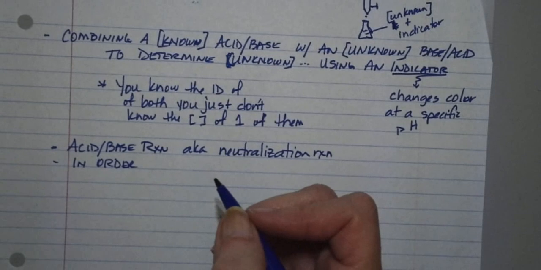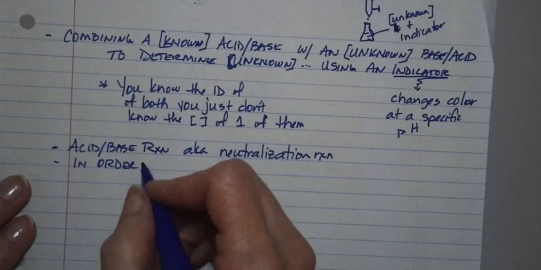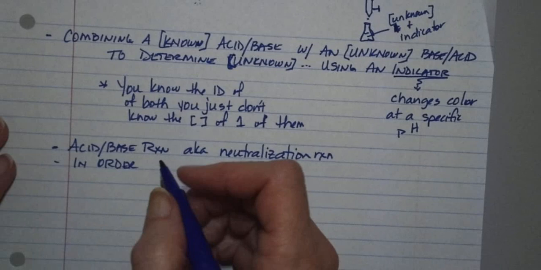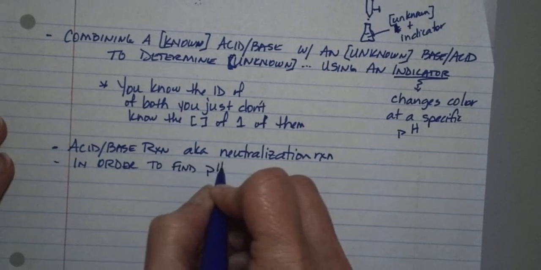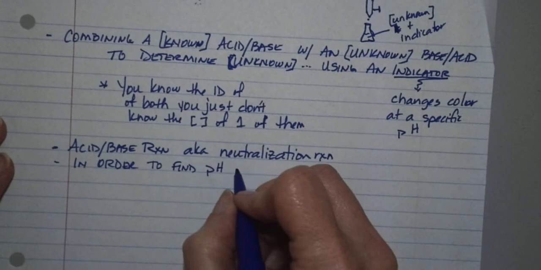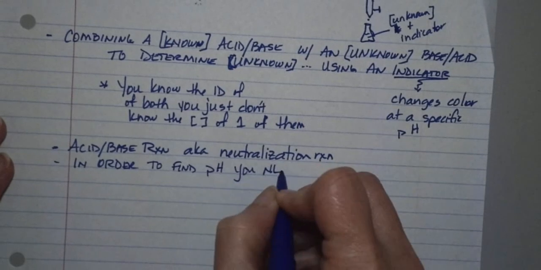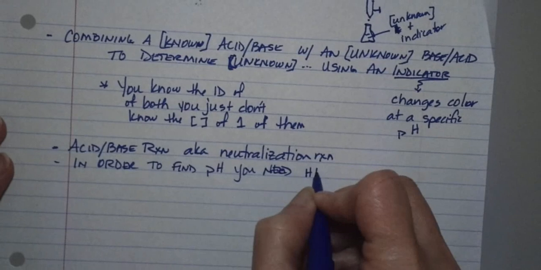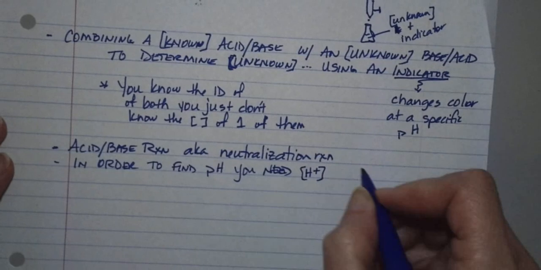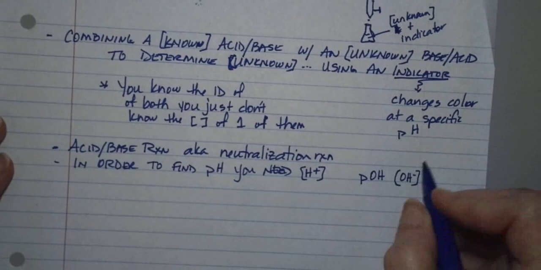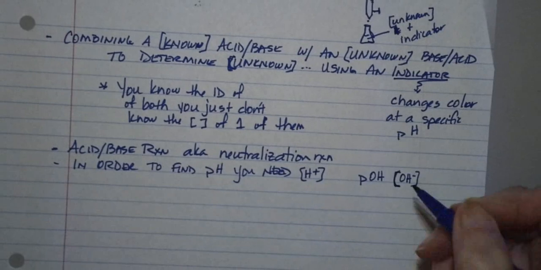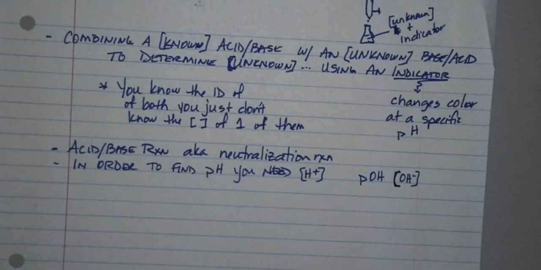So in order to find the pH, you need the hydrogen ion concentration. And in order to find pOH, you need the hydroxide ion concentration. So yeah, we don't talk about the pOH much at all outside of this chemistry class, but this is what we use in here. So they might decide that they need you to find the hydroxide ion concentration.